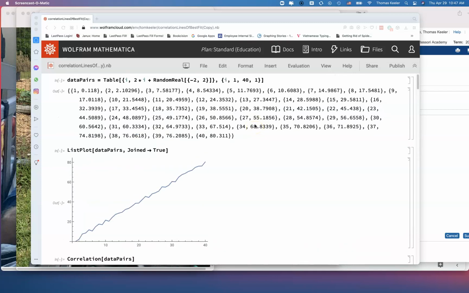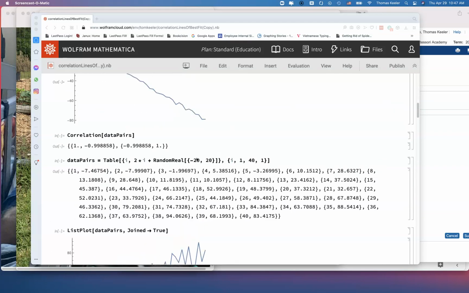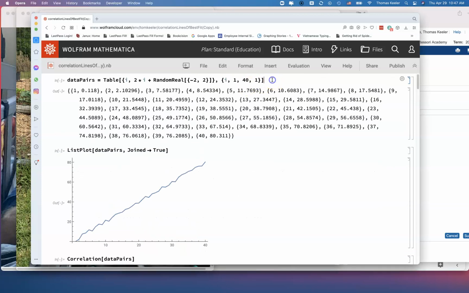Okay, so this week we want to work on correlation a little bit. And so what we're going to do is just look at different data sets. And so look how we produce this. All right, so here we are.